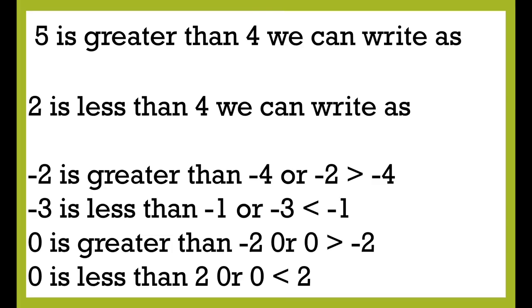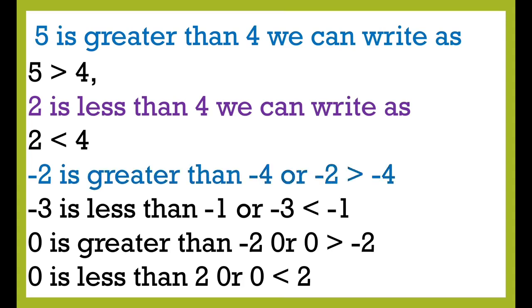For example, 5 is greater than 4. We can write as 2 less than 4. We can write as negative 2 is greater than negative 4. Negative 3 less than negative 1. 0 is greater than negative 2. And 0 is less than 2. So this is how you are going to write the signs in comparing two integers.